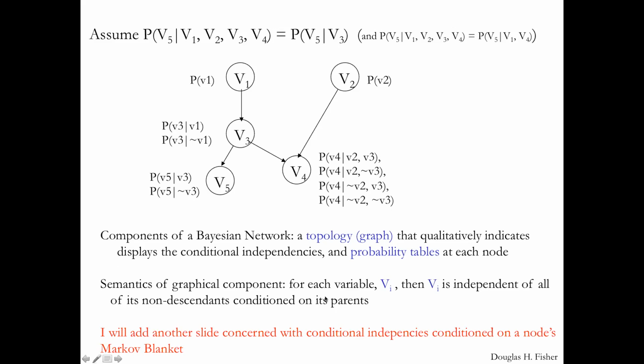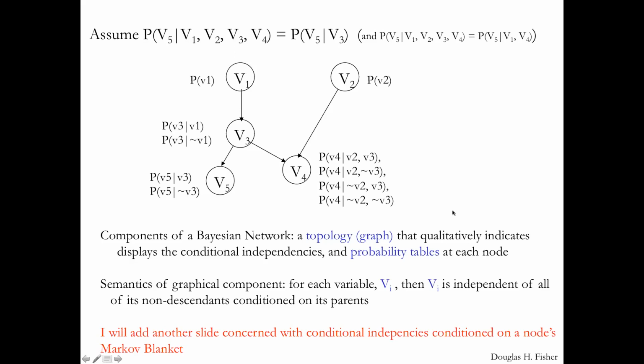So the semantics of the graphical component again are that a node, say V3, is independent of all its non-descendants. It's independent in this case of V2 if V1 is fixed. It's still dependent on V5 and V4 because those are descendants of this node. I'm going to add another slide before I post the slides, concerned with conditional independencies that are induced by what are called Markov blankets. The book mentions those, but never explains them.